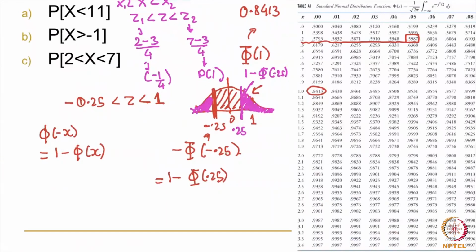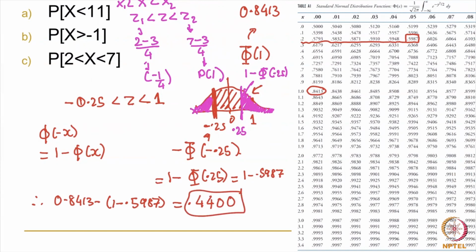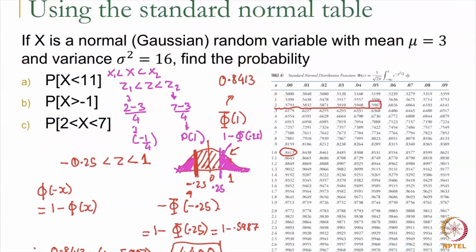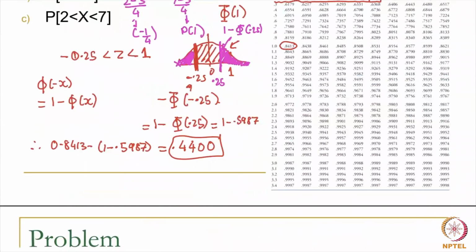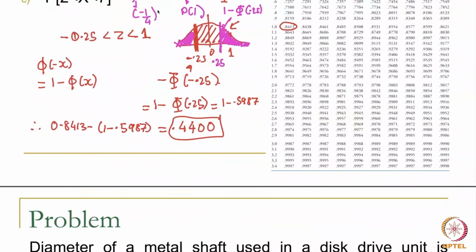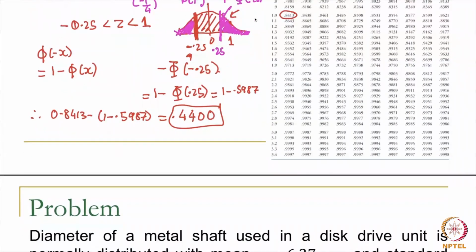So overall, we have 0.8413 minus (1 minus 0.5987). If you calculate this, this comes to 0.4400. So the point of this exercise was to show that you can take variables with some mean and some variance and rescale them so as to be able to calculate it using the standard Gaussian table. Now, I want to use this example for a slightly more practical problem, which is the next problem that we will see now.